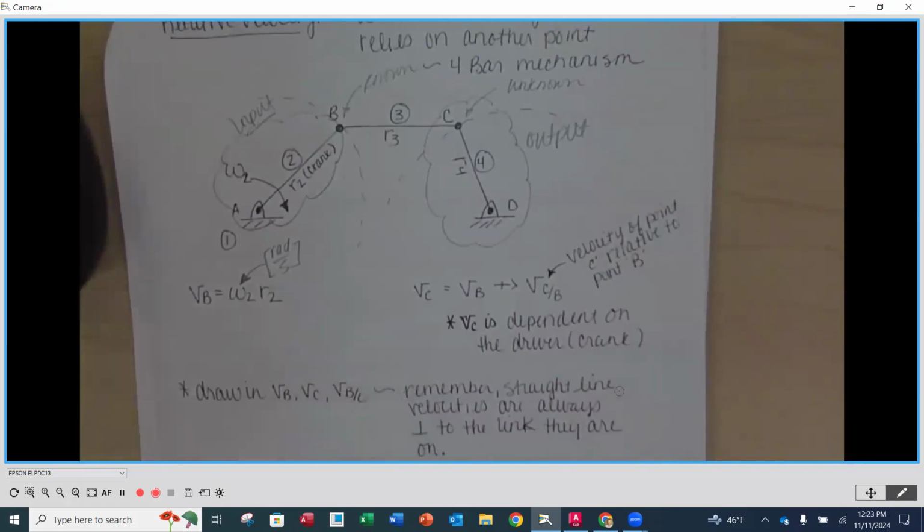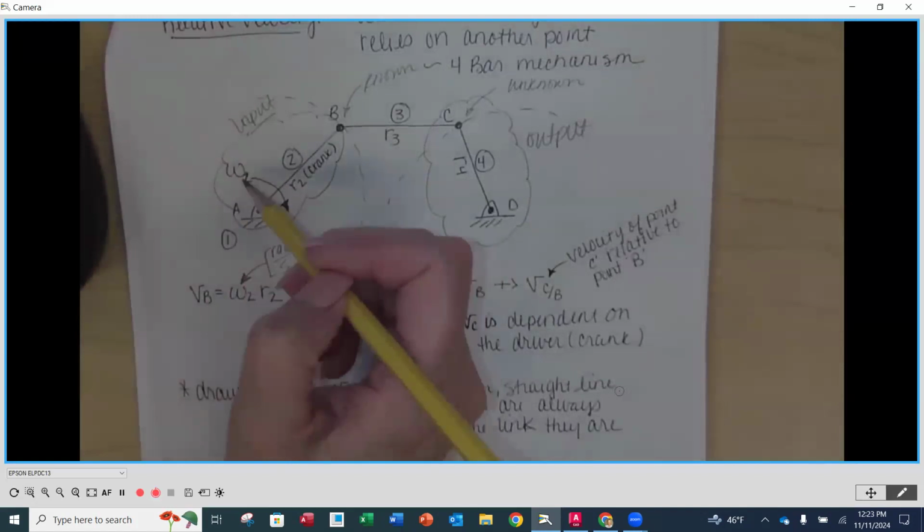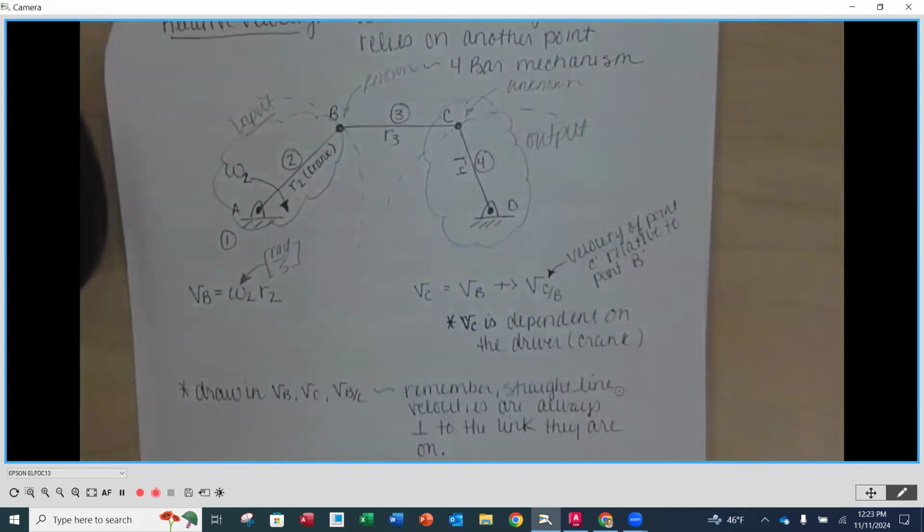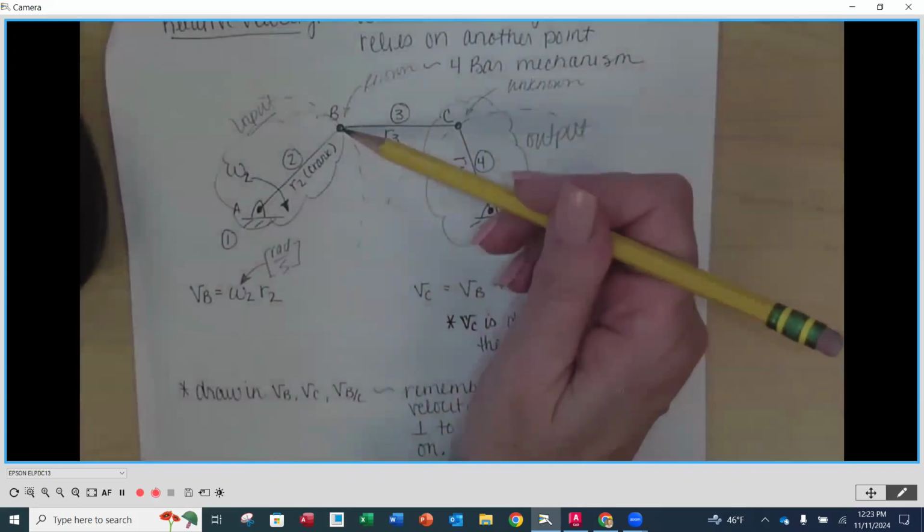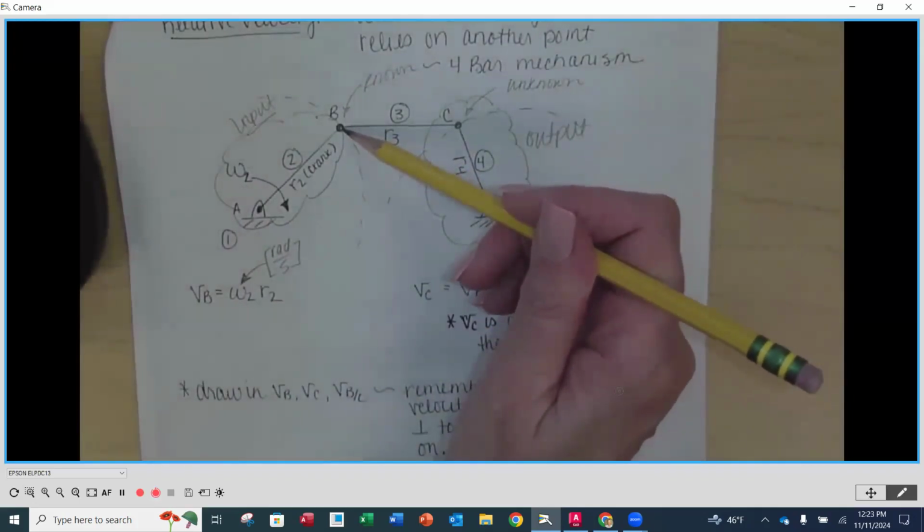Now, something about velocities I like to say is that they're always perpendicular to something, always, okay? As we learned the last time we were together, the straight line velocity component on a single link is going to be perpendicular to its radius back to the center of rotation, and it's going to be in the direction of the angular velocity, right? So we can see that W2 in this case is going in a clockwise direction. So draw the velocity of B as you would anticipate what the direction would be.